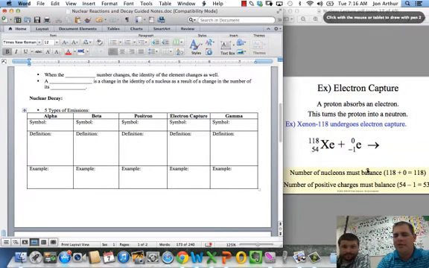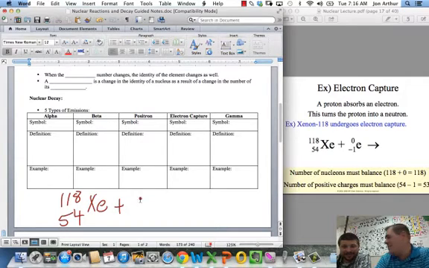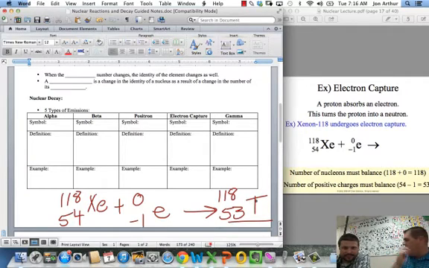And here's an example of this, Coach Forster. 118 xenon. What's the symbol for xenon again? XE. And just notice your symbol now is on the left side of the equation. That's the only difference between electron capture and a beta emission: the symbol is on the left side. So again, our top number, 118 plus 0, is going to be still 118. Your bottom number, 54 minus 1, gives you 53, which is iodine. We're back to iodine from earlier, going in circles here. All right, pretty simple. We got it right there.